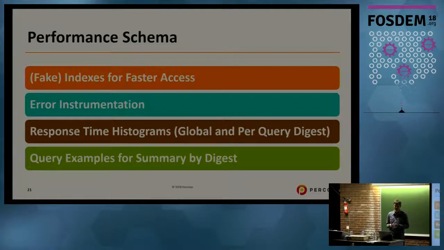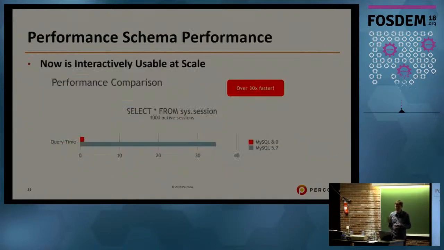It also has error instrumentation and response time histograms, both global as well as per query digest, and also includes query examples in summary by digest, so you can actually take the query example for some slow query and run explain for it to see why it is slow.